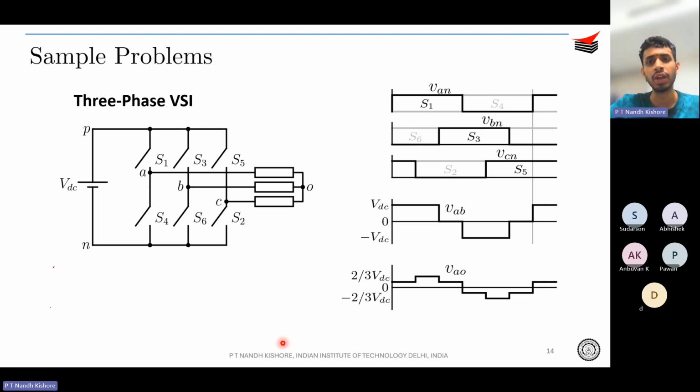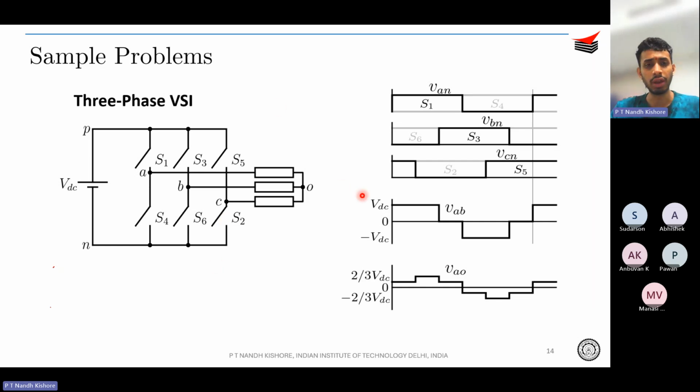Each switch conducts for 180 degrees. So S1 conducts for 0 to 180 and S4 for 180 to 360. Then in the next leg, the switching is shifted by 120 degrees. At 120 degrees, S3 will start conducting. At 240 degrees, or minus 120 degrees, S5 will start conducting. So that's the idea: S1 is at 0, S3 at 120, and S5 at 240. And S4, S6, S2 will be complementary.